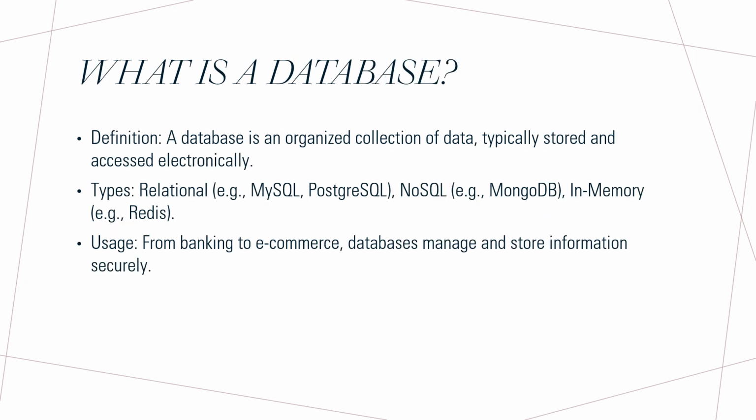So, what is a database? A database is an electronic system that organizes and stores data, making it easily accessible and manageable. There are different types: relational databases like MySQL and NoSQL databases like MongoDB, each catering to various data needs. They are used across sectors, from banking to healthcare, to manage large volumes of structured and unstructured data.